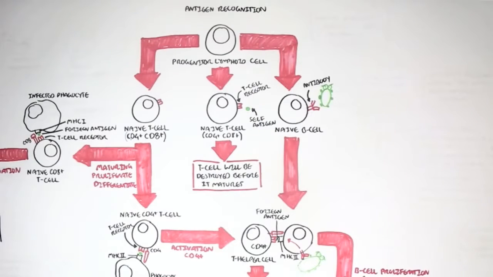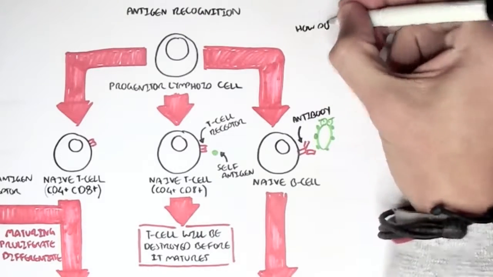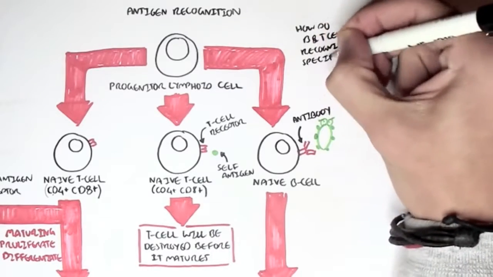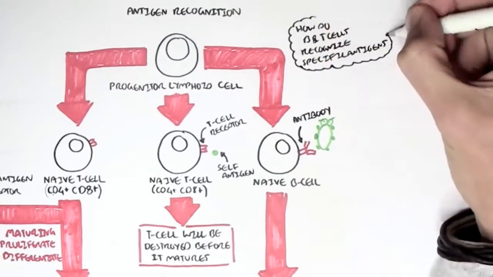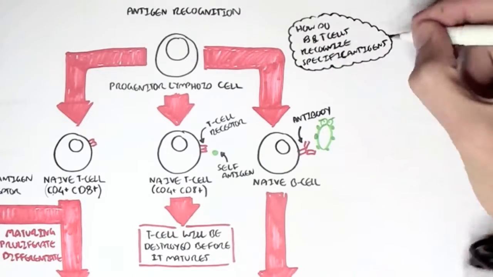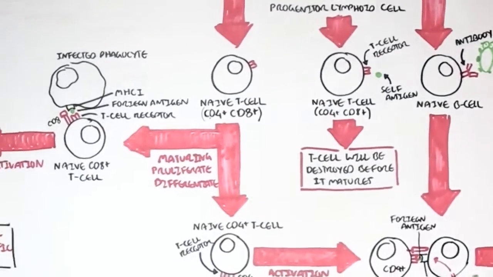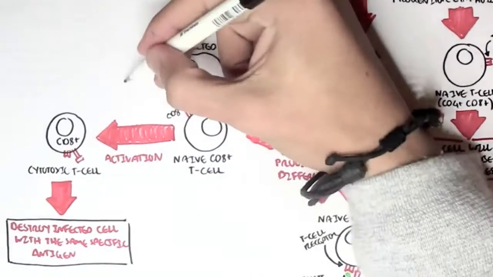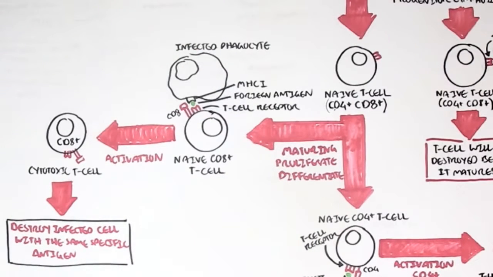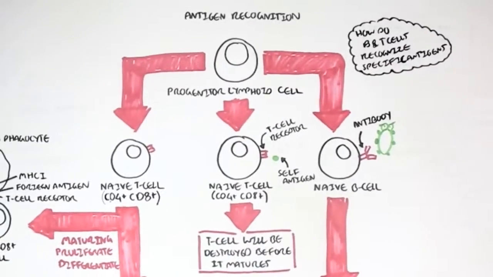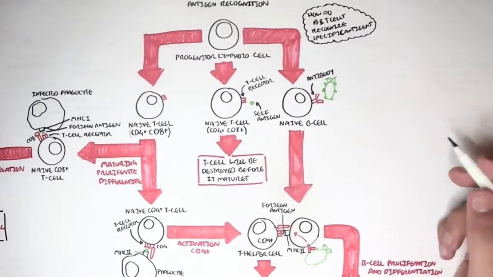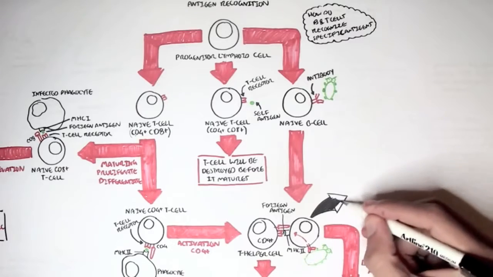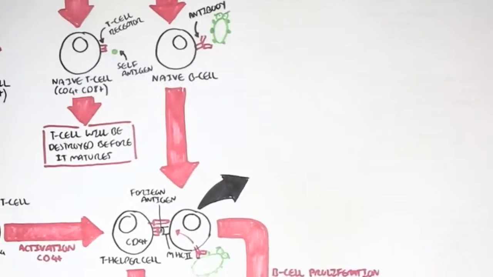Now, let's go into it in a bit more detail. And we can answer this question: how do the B and T cells recognize only those specific antigens? Because there are so many different types of antigens with different amino acid sequences. How is this possible? To understand this, we have to look at each of these individual cells, the naive CD8, naive CD4, and the B cells in a bit more detail individually.